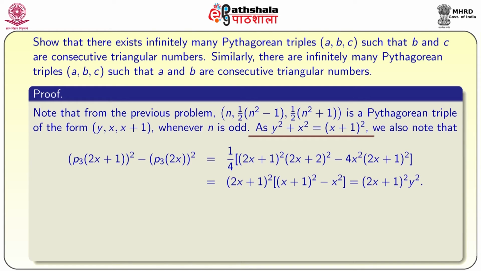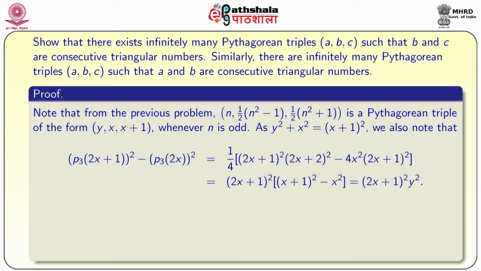As x² + y² = (x+1)², we also note that P3(2x+1)² − P3(2x)². Here P3(x) means the x-th triangular number.